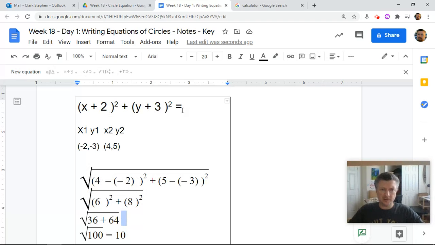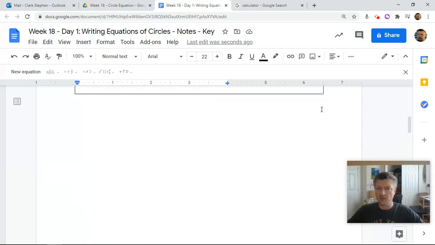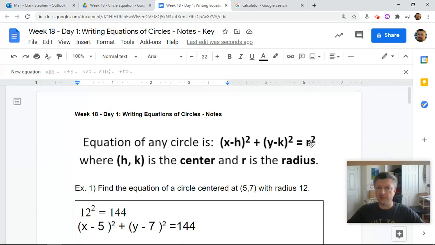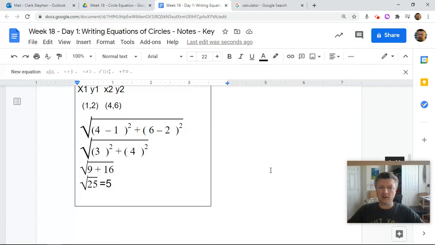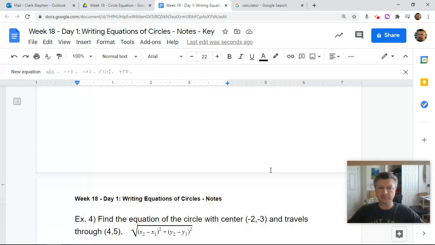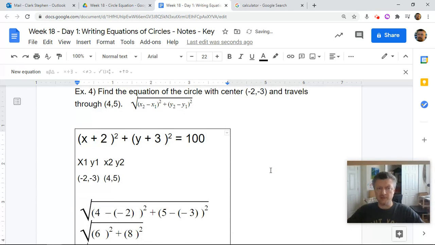So come on back up here. We're going to put 10 in there, right? I'm going to put 10 squared in there, because it's radius squared, all the way up here, r squared. And 10 times 10 is 100. So there it is. That's how you do it.